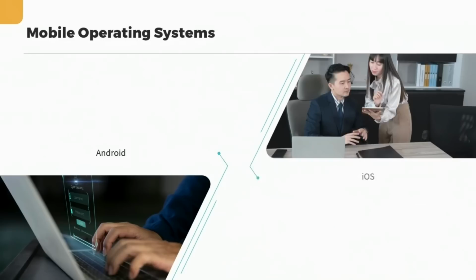Common examples of mobile operating systems include Android, which is an open source OS of Google, meaning that it can be implemented by various manufacturers, including Samsung, Sony, LG, and many others, and iOS, which is proprietary to Apple, so it's only found on Apple devices.